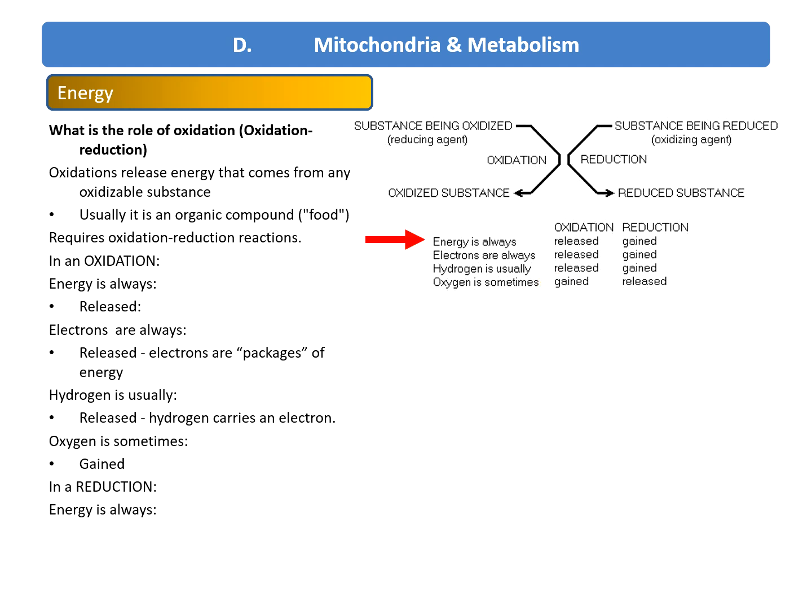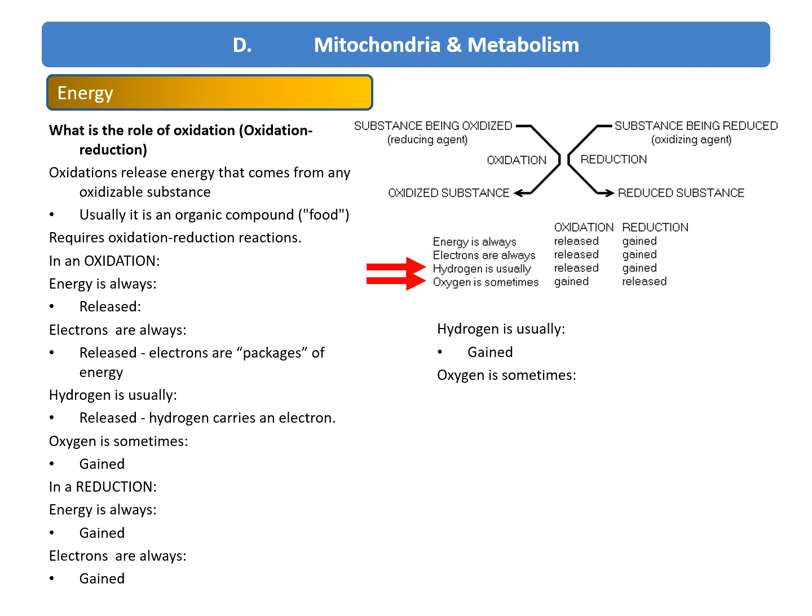In a reduction, energy is always gained by the substance being reduced. Electrons are always gained because, again, these are packages of energy. Hydrogen is usually gained because they carry the electron with them, and oxygen is sometimes released.